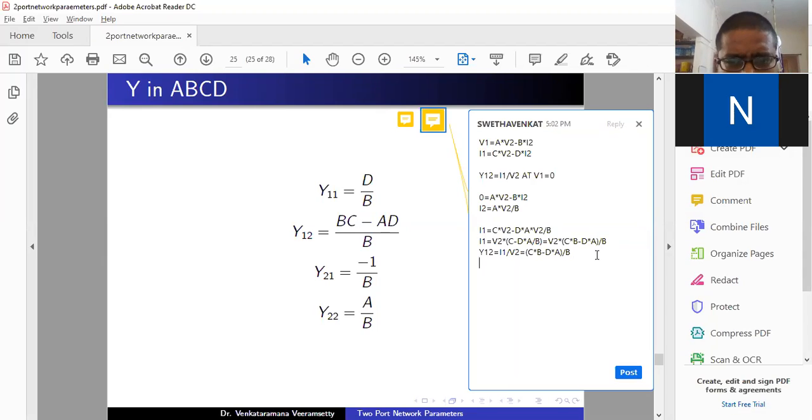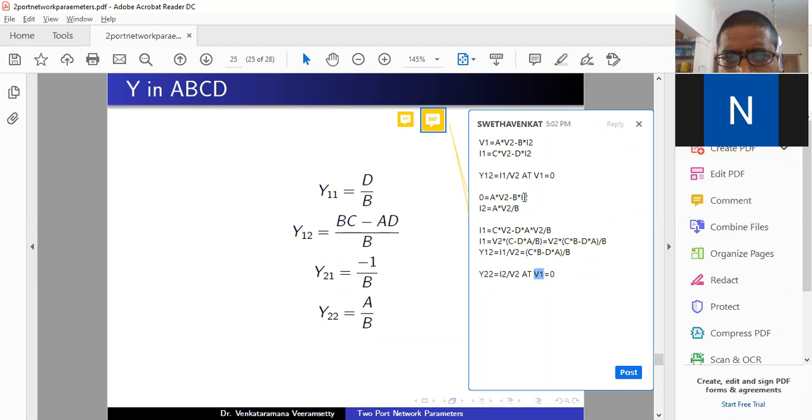Later, now I want to find the Y22. I want to find the Y22 in terms of the ABCD parameters. So based on the definition, Y22 equals I2 divided by V2 at V1 equal to 0. At V1 equal to 0, right? So V1 equal to 0.